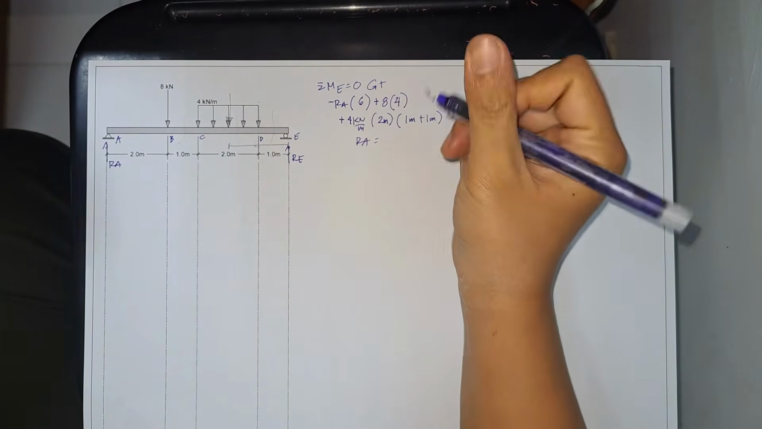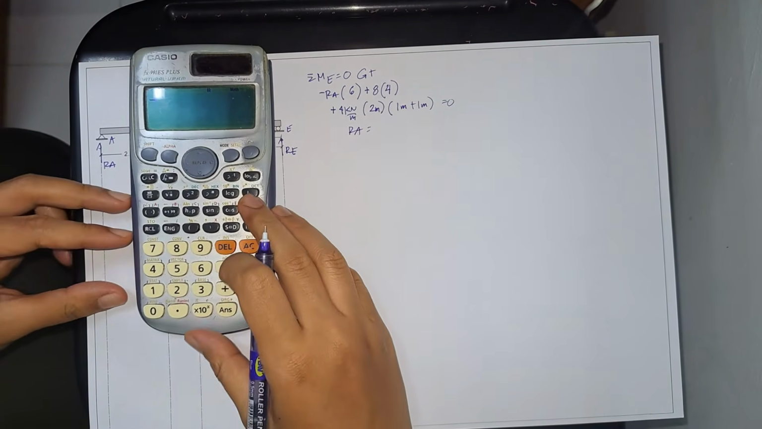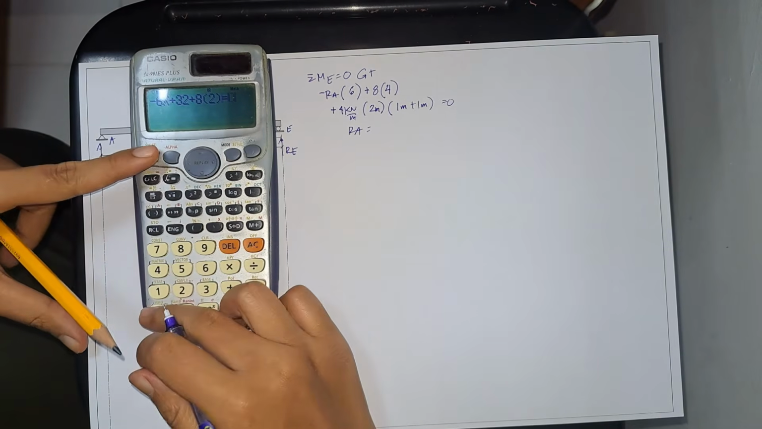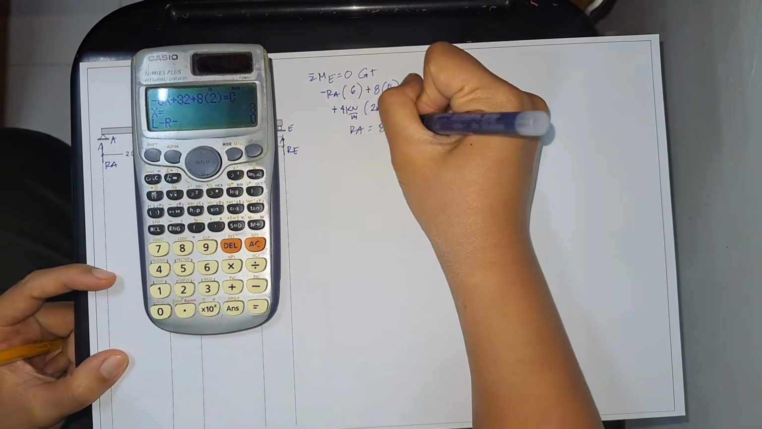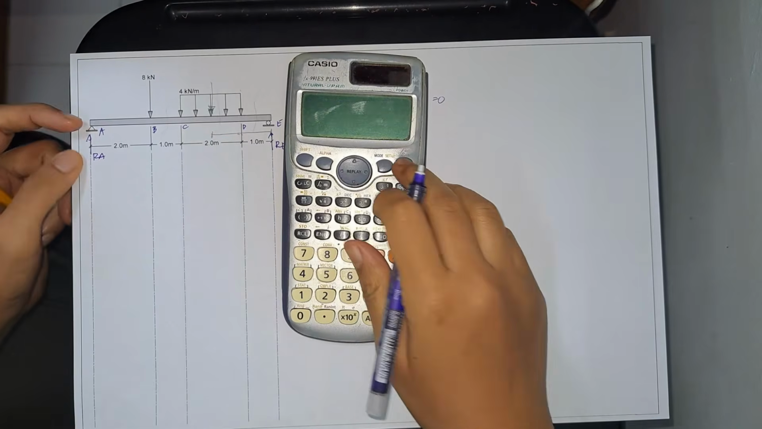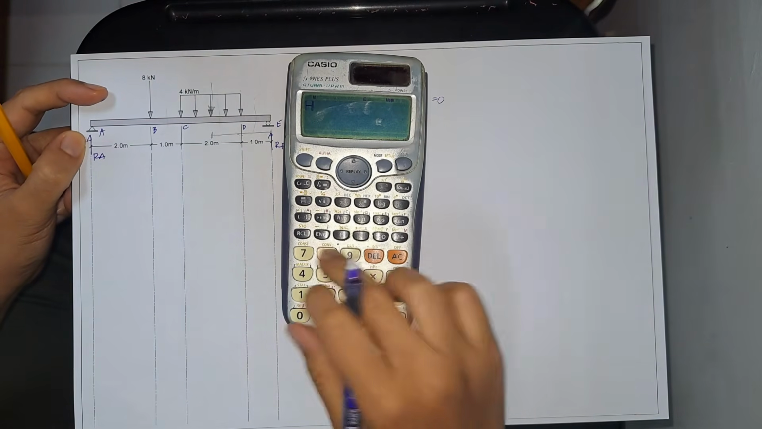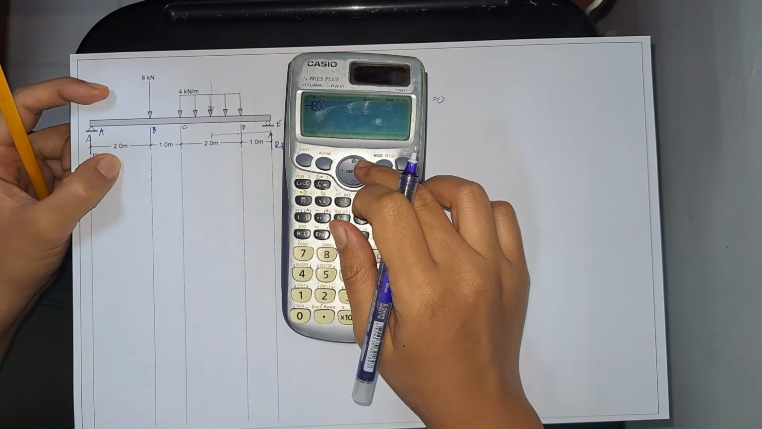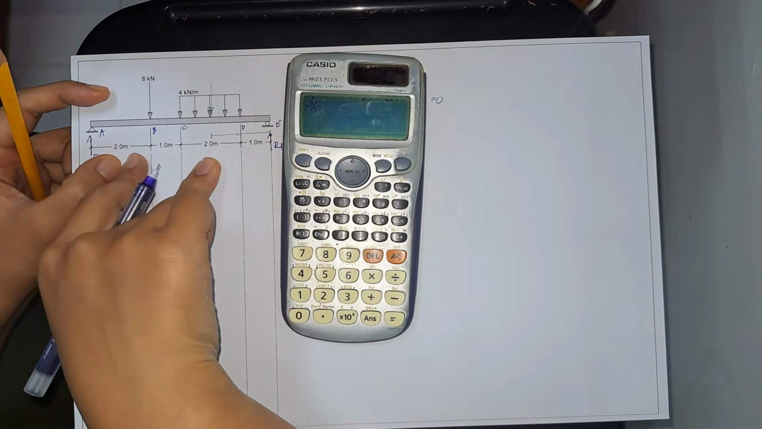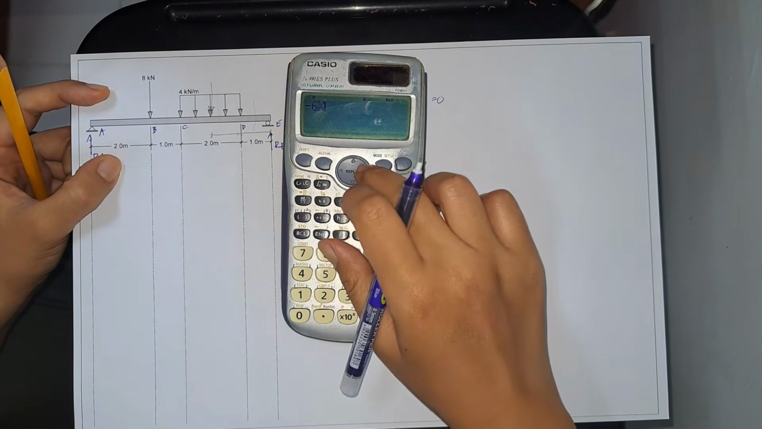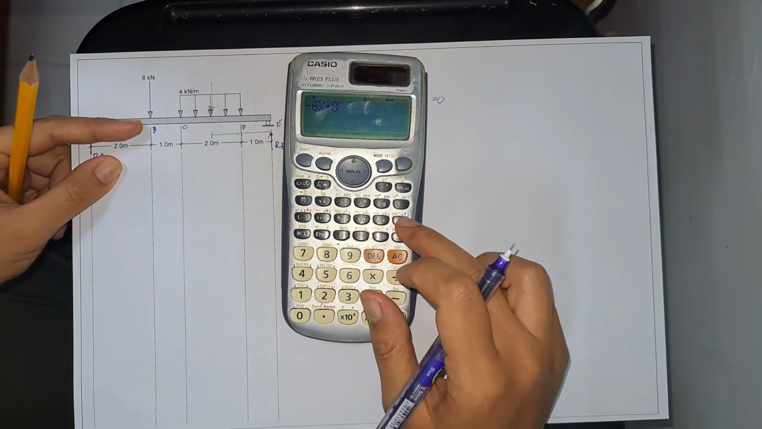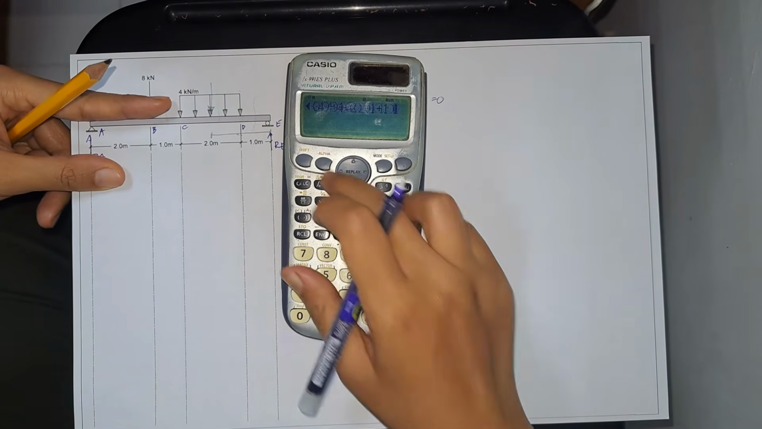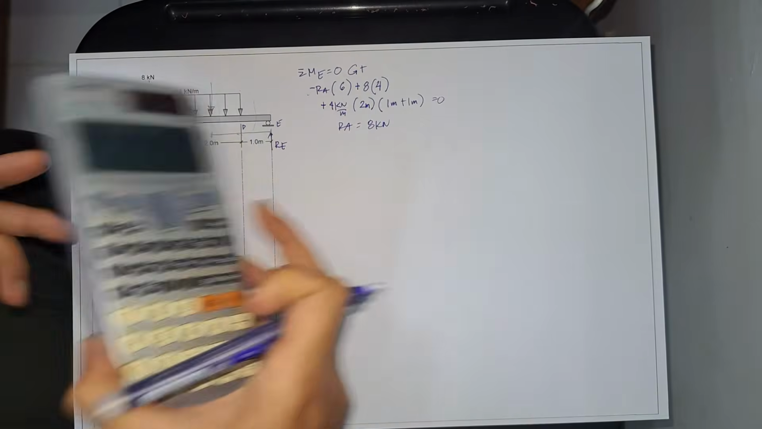Therefore, the reaction at A is equal to 8 kilonewton. Double check natin kasi mahirap na pag nagkamali. So we have the negative 8 times 6, plus 8 of 4, plus 4 times 2 times 1 plus 1 is equal to 0.